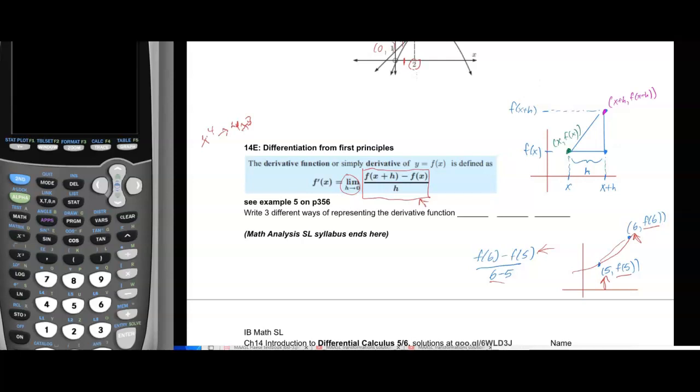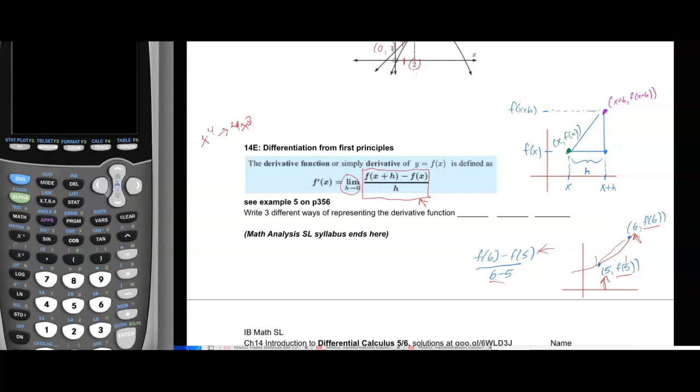By the way, what is the distance between the first x value and the second x value? 6 minus 5 is 1. So the difference between 5 and 6 is 1. Why am I talking about that? I'm going to show you in a second.